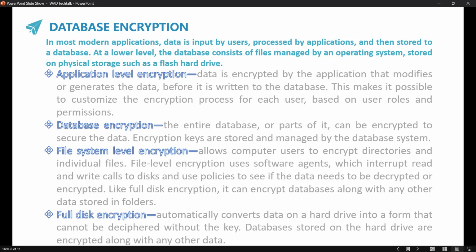Database encryption. The entire database or parts of it can be encrypted to secure the data. Encryption keys are stored and managed by the database system. File system level encryption allows computer users to encrypt directories and individual files.